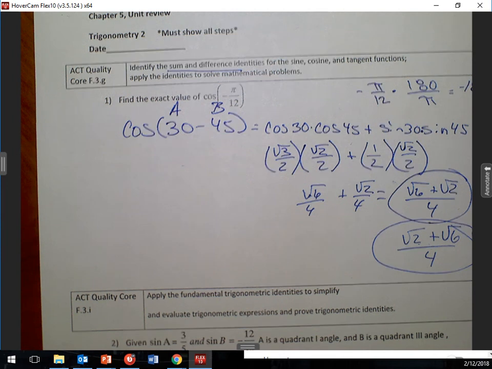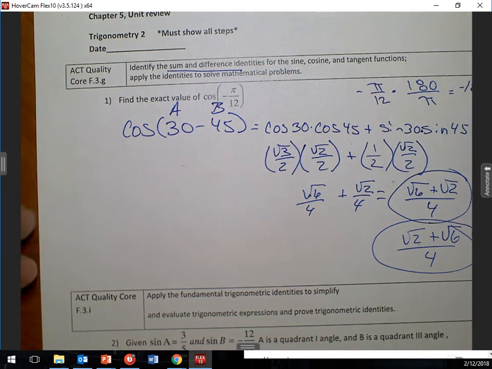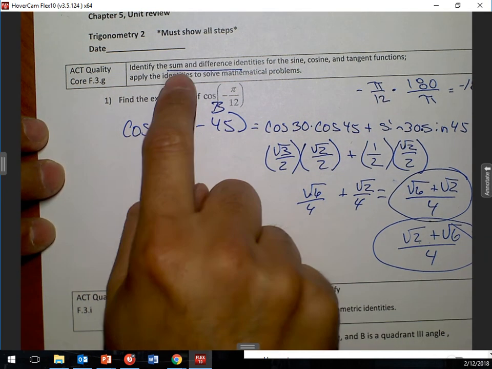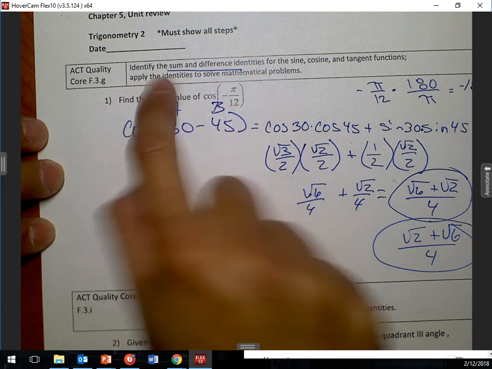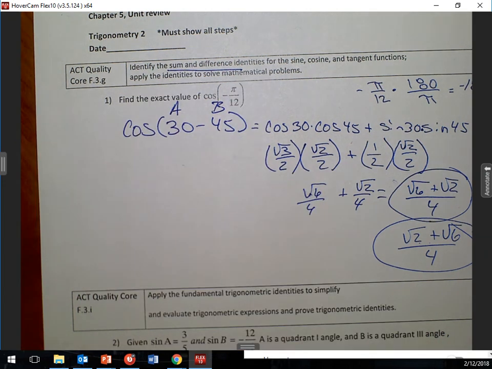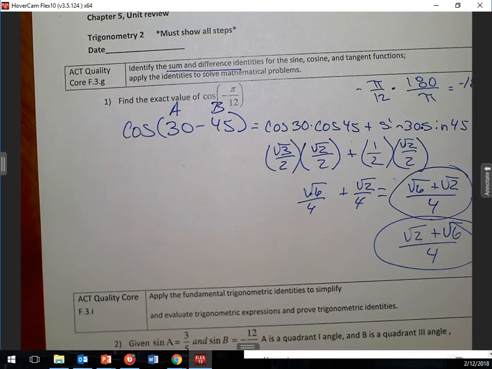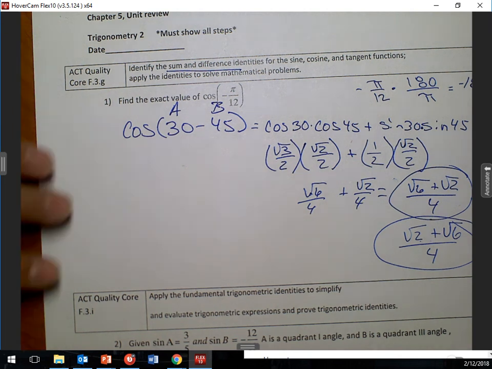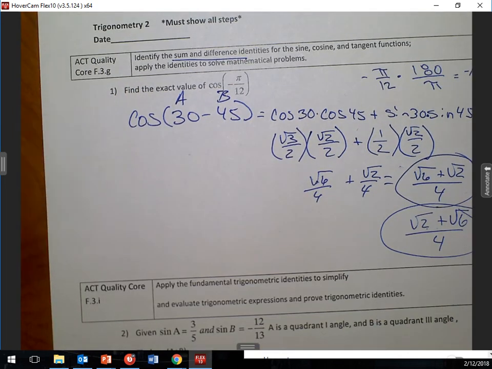Okay. It says sum and difference, so now we have to do a sum or no? No. Sum and difference. Identify the sum and difference identities. Okay, so we use this one right here. You could have used an addition, just adding a negative number, but I don't like using negatives from my unit circle. I really don't. So use a coterminal or use something else, but this is going to give me my answer.